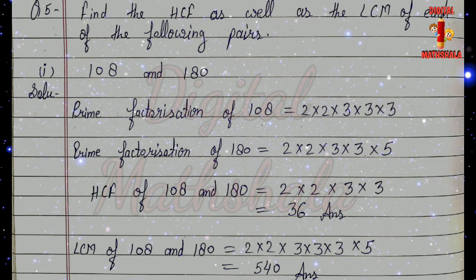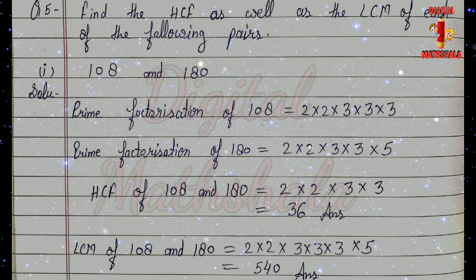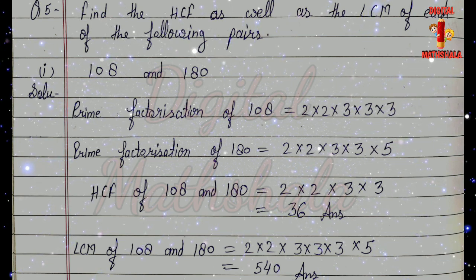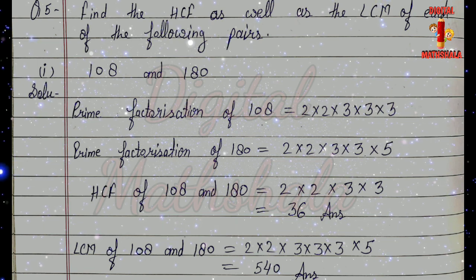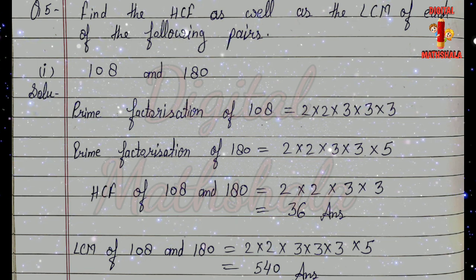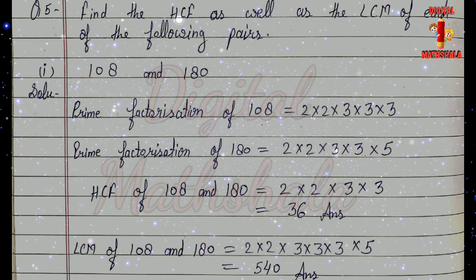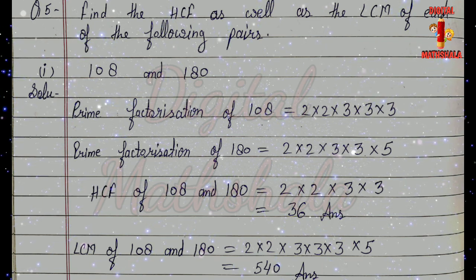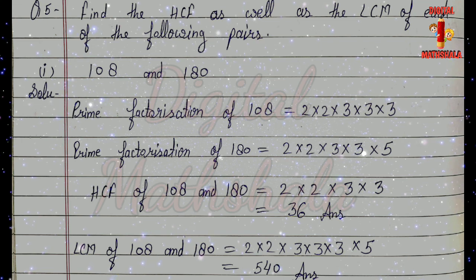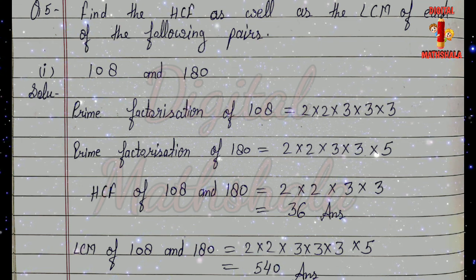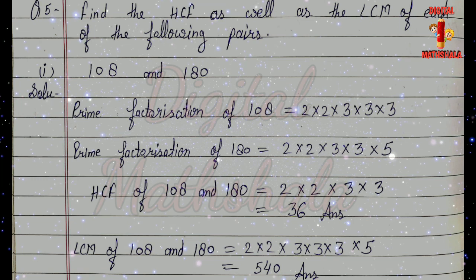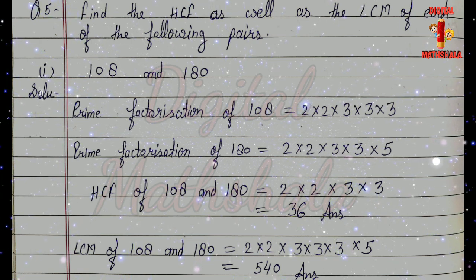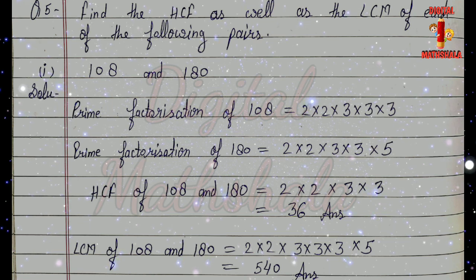So here, first of all, we will find out the prime factorization of the given numbers. The prime factorization of 108 is 2 multiply 2 multiply 3 multiply 3 multiply 3, meaning 2 appears twice and 3 appears thrice. The prime factorization of 180 is 2 multiply 2 multiply 3 multiply 3 multiply 5, meaning 2 appears twice, 3 appears twice and 5 appears once.